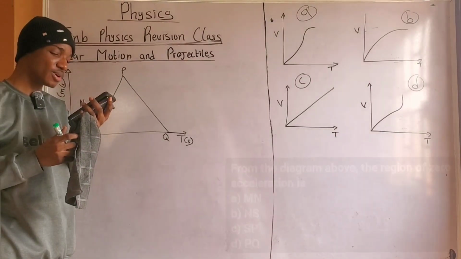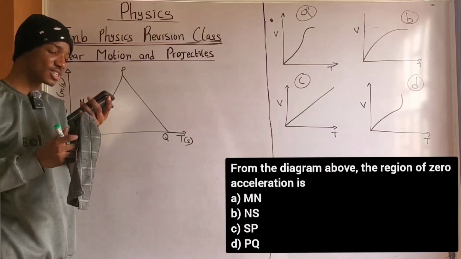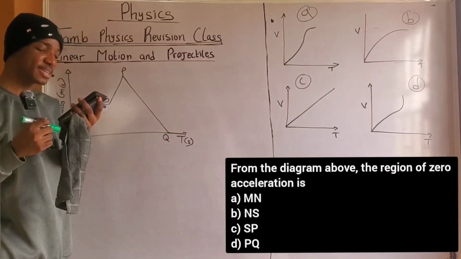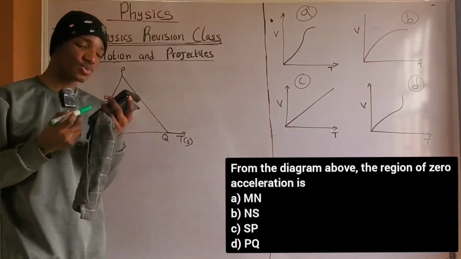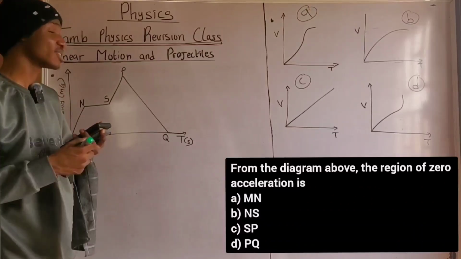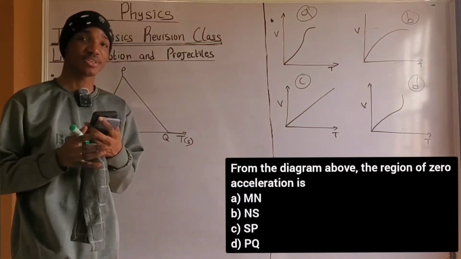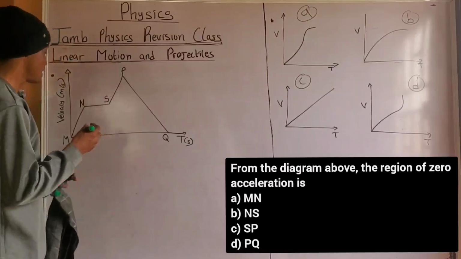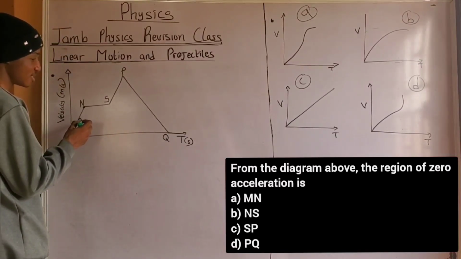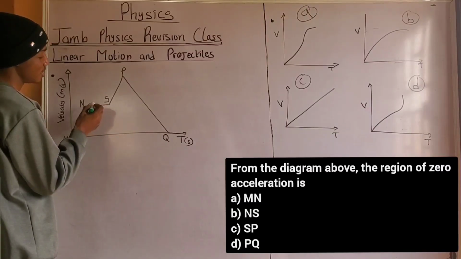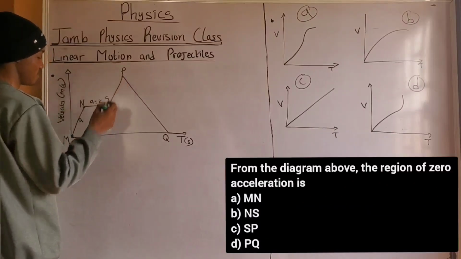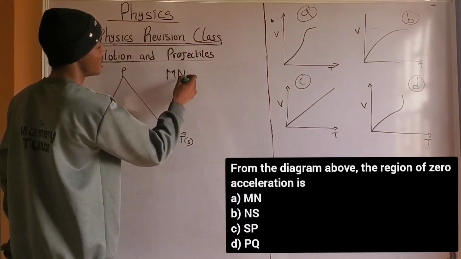From the diagram above, the region of zero acceleration is A, MN, B, NS, C, SP, D, PQ. Now listen, zero acceleration simply means the acceleration is not changing. Do you understand? There is no acceleration at all. Now listen, from this point to this point, the body accelerates. Are you getting it? It accelerates. From this point to this point, there is no acceleration. Acceleration is constant.